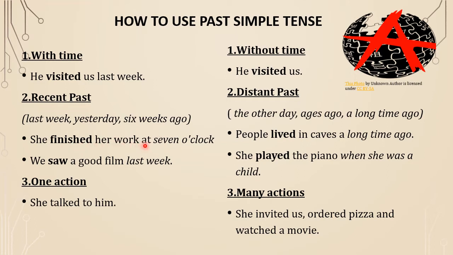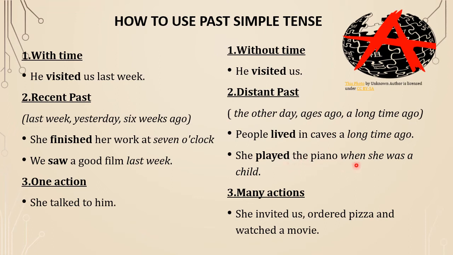She finished her work at 7 o'clock. This shows a nearer past. We saw a good film last week. This is again a recent past. But you can also talk about the distant past by using expressions like these: the other day, ages ago, a long time ago. People lived in caves a long time ago. This phrase shows that this action was a practice in the far past.